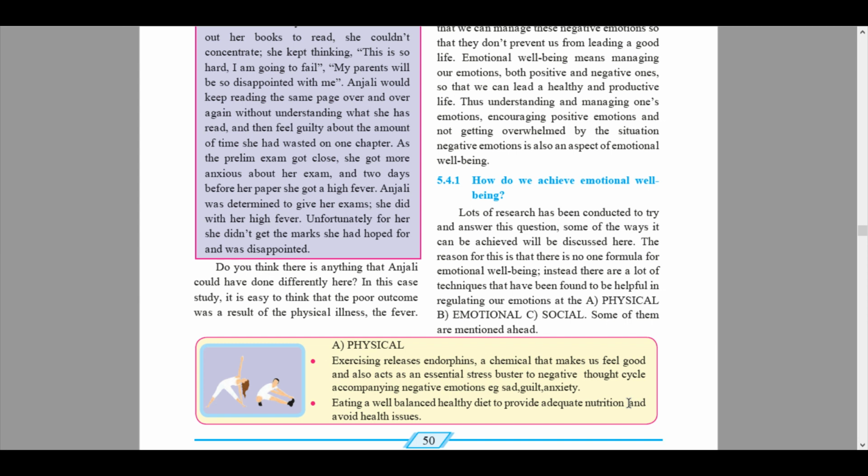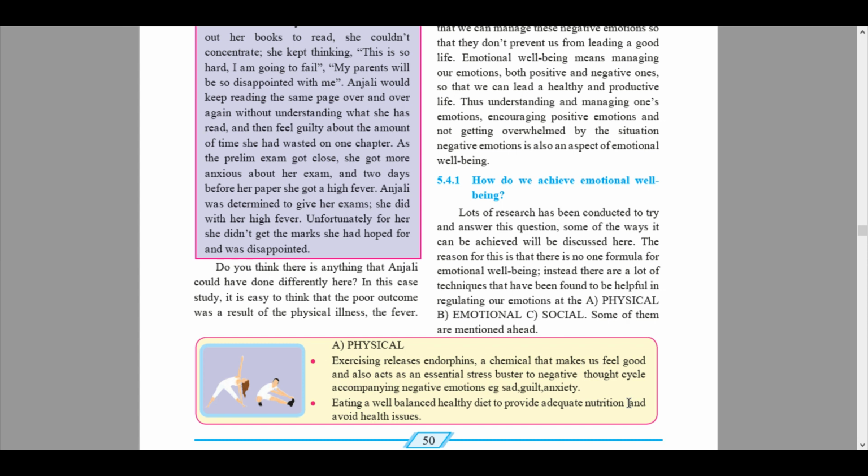Exercising releases endorphins, a chemical that makes us feel good and also acts as an essential stress buster to the negative thought cycle and accompanying negative emotions, for example, a sad, guilty, and anxious mindset. Then we move forward to our second one, that is eating a well-balanced healthy diet to provide adequate nutrition and avoid health issues. So this is an important pointer as well.